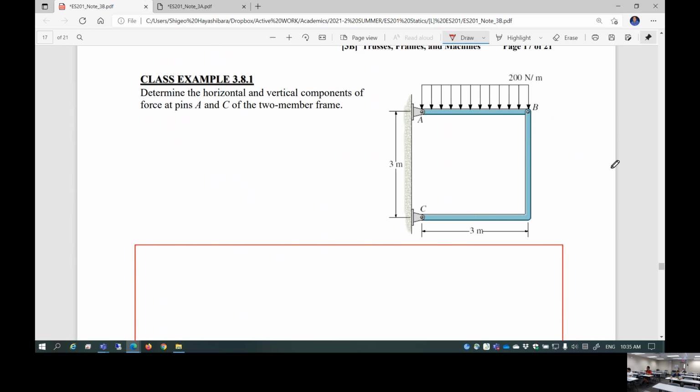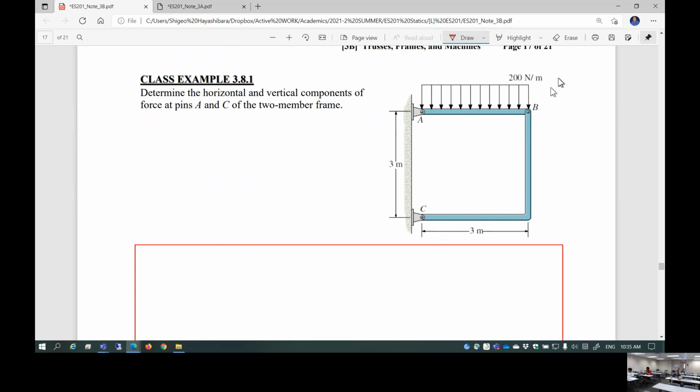Here we go. So this is the class example, but I don't think we have time today to do this, but take a look at it, okay? Obviously, this is no longer a truss. This is a frame. Determine the horizontal and vertical components of force at pins A and C. That means 4 unknowns. This is a 2-member frame, a rigid member CB and member AB. So you're going to disassemble and come up with 2 free body diagrams, one for member AB and the other for member CB.